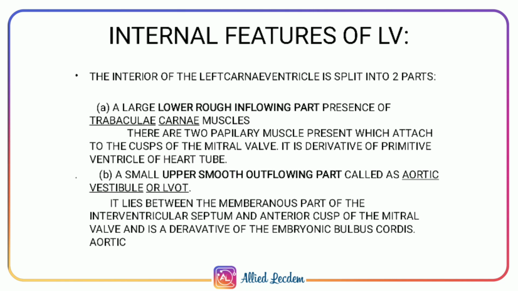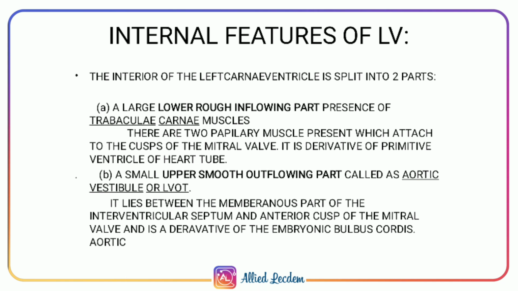Internal features of left ventricle. The left ventricle is split into two parts, a lower rough inflowing part and an upper smooth outflowing part. The rough part is due to the presence of muscle called trabeculae carneae. The inflowing part also comprises two papillary muscles which attach to the cusps of the mitral valve. This portion is a derivative of the primitive ventricle of the heart tube in the embryological stage.